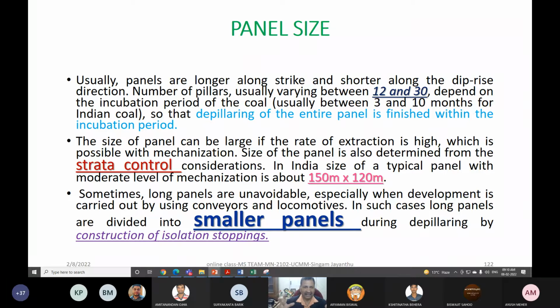Otherwise it will not fill the goaf, and that may stand building up stress around the region on overlying and underlying workings, and that causes a lot of problems of strata control, and that may lead to even coal bumps and bursts, whatever. In India, size of a typical panel with moderate level of mechanization is about 150 meter by 120 meter. Don't be stuck with that figure. It can be even 300 meters or whatever. But when it is 150 meter by 120 or even 100 meter, this gives us around 15,000 or 20,000 square meter area of extraction.